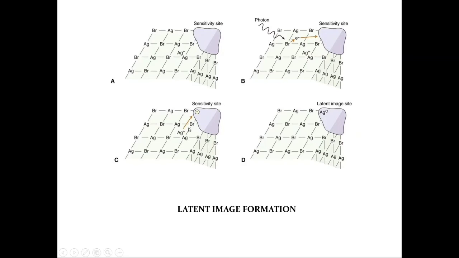This silver ion moves towards the sensitivity site, and when it reaches the site it acquires the electron and forms a neutral silver atom. This silver atom formation is the latent image formation. The collection of the latent image sites over the entire film constitutes a latent image. Once the film is exposed to the developer for processing, the neutral silver atoms at the latent image sites initiate the conversion of the silver ions in the crystal to metallic silver, and the bromine dissolves within the developer.